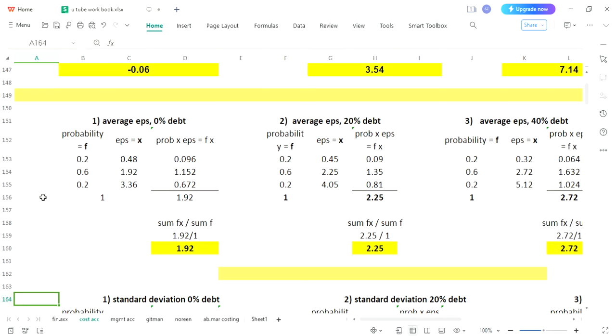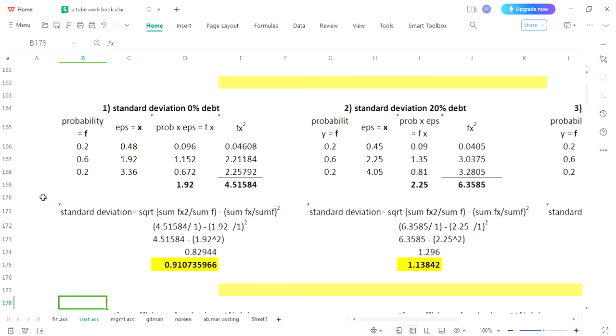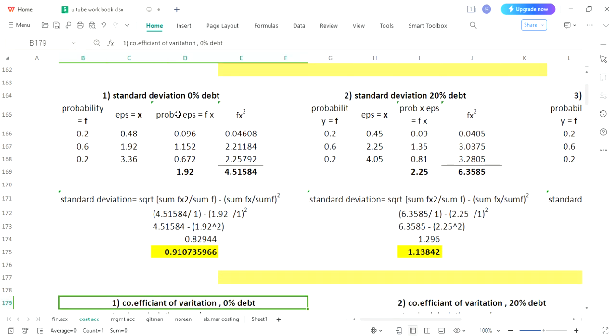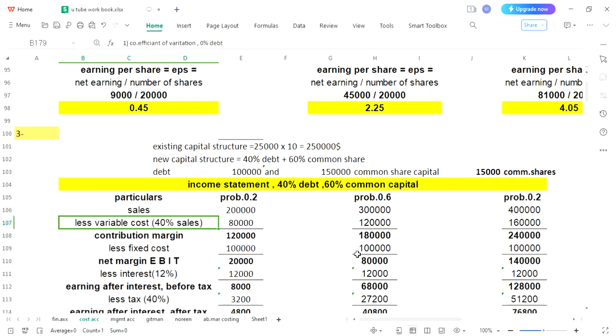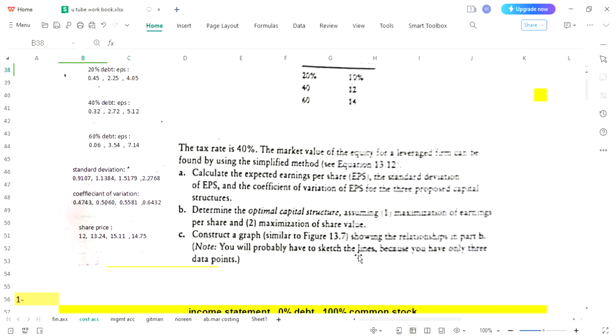Then we started calculation of average EPS. 4 different average EPSs were calculated. Then we started calculation of standard deviation. Then we calculated coefficient of variation. All answers were put over here. And finally we have seen price per share 12. So in this way a short review was completed. Now let's see what else was asked. Expected EPS, and this was your expected EPS we have calculated. And then standard deviation answers were matched. Coefficient of variation answer was matched.